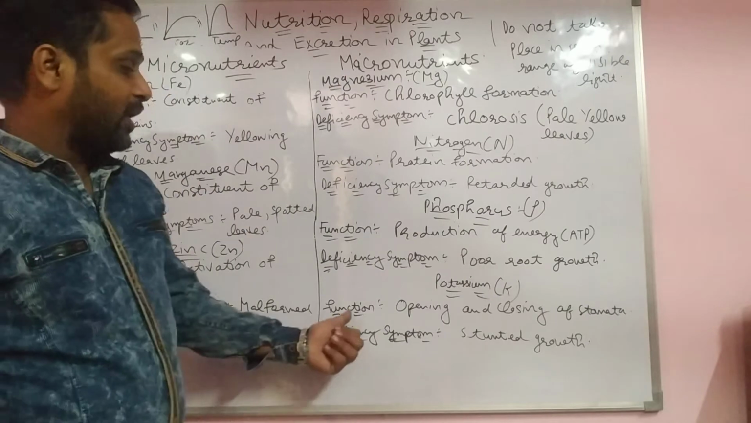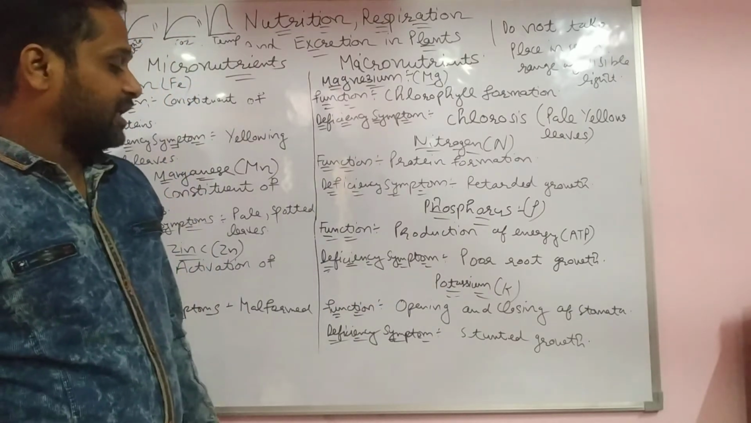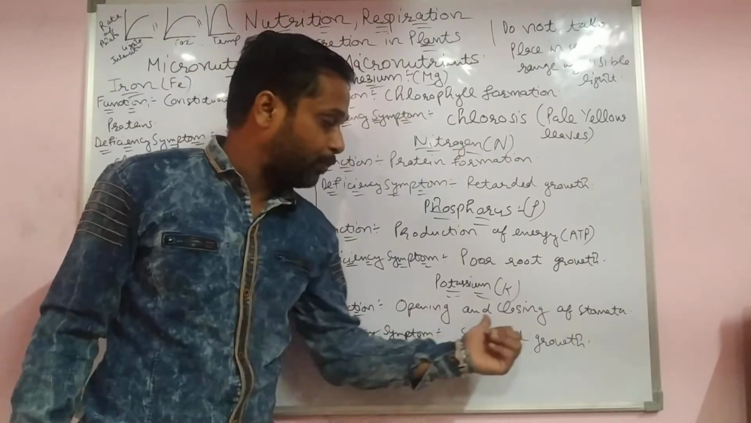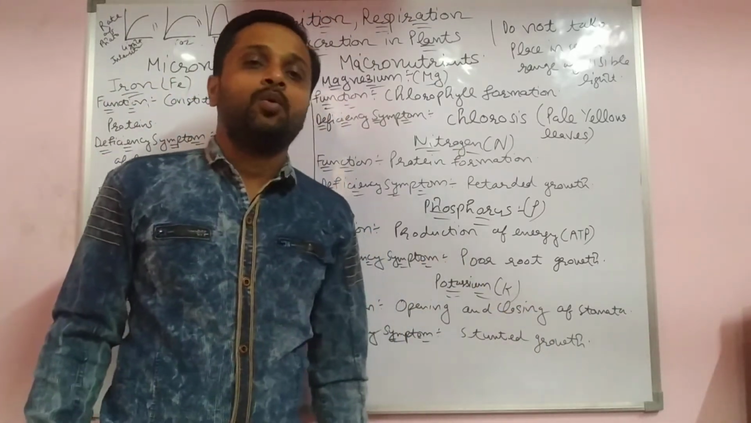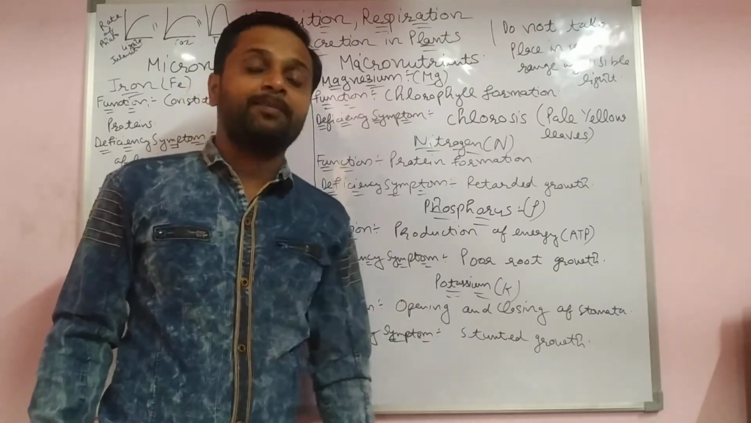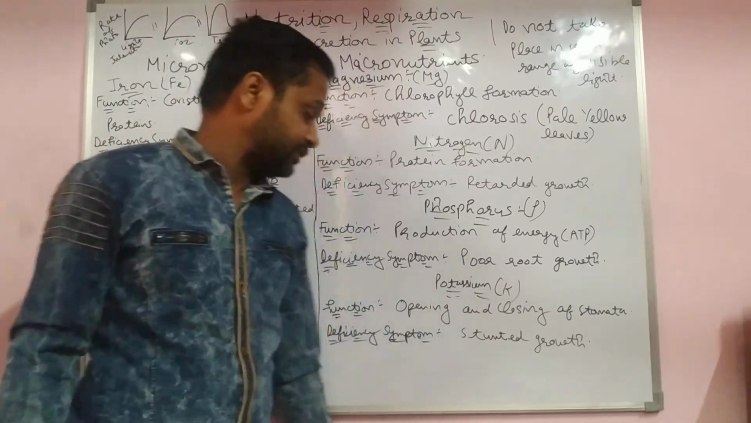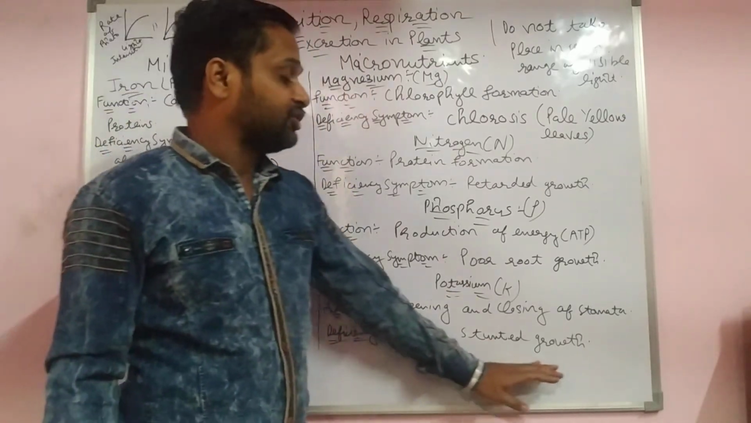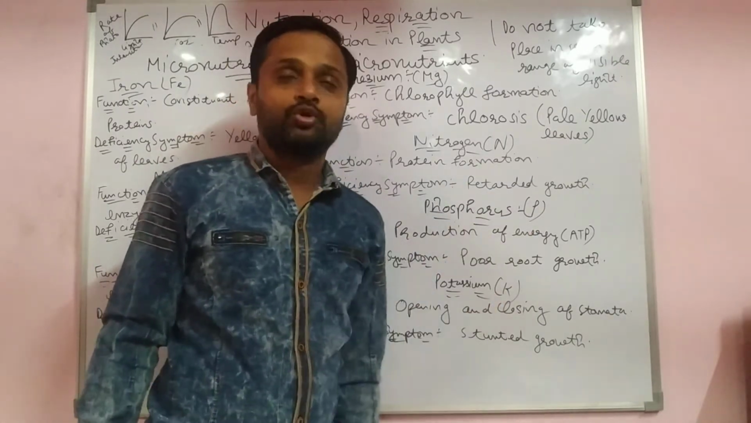Now come to potassium. Its function is the opening and closing of the stomata. That is the main function of potassium. When open, it gets carbon dioxide, and extra water is lost by the process of transpiration only with the help of potassium, students. Deficiency: stunted growth. It will retard the growth. Stunt means the growth stops.